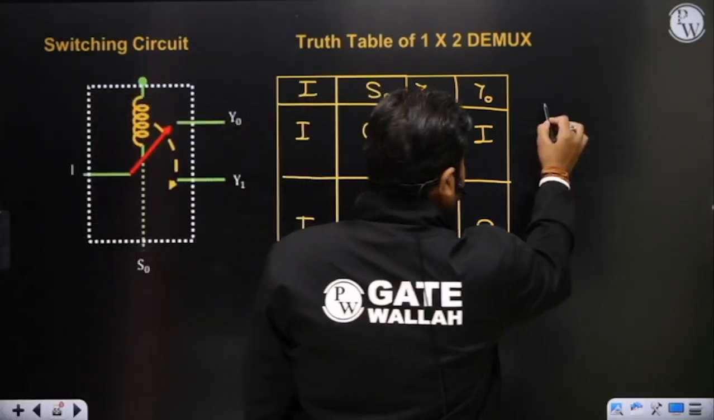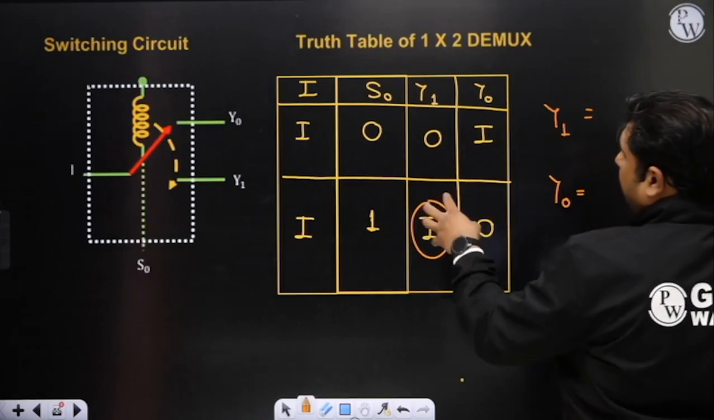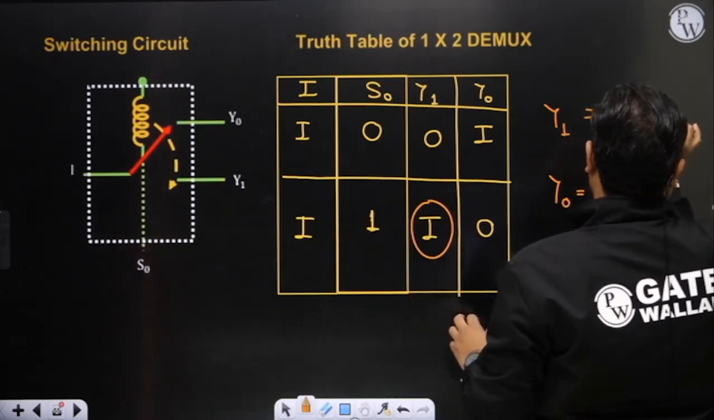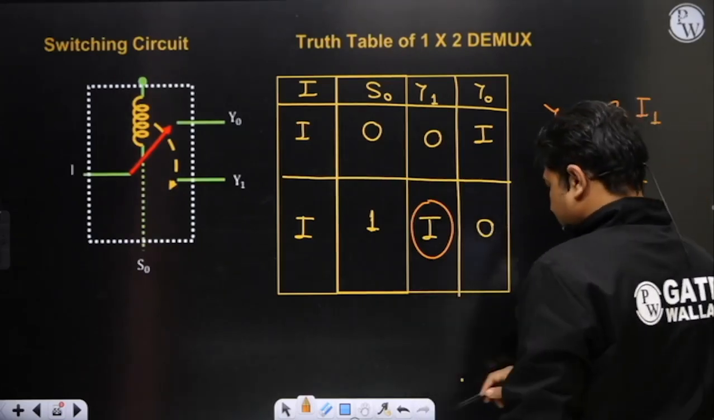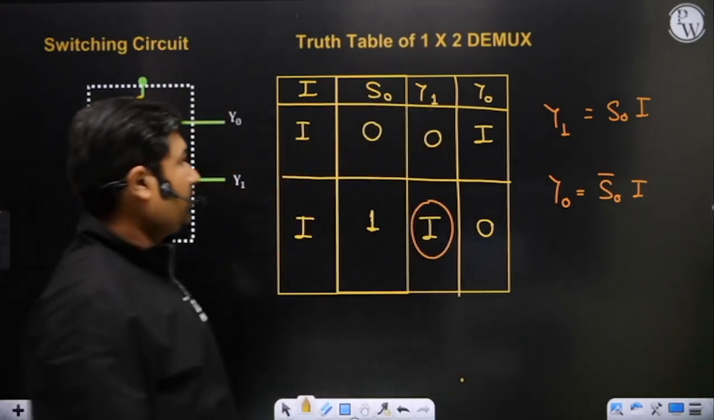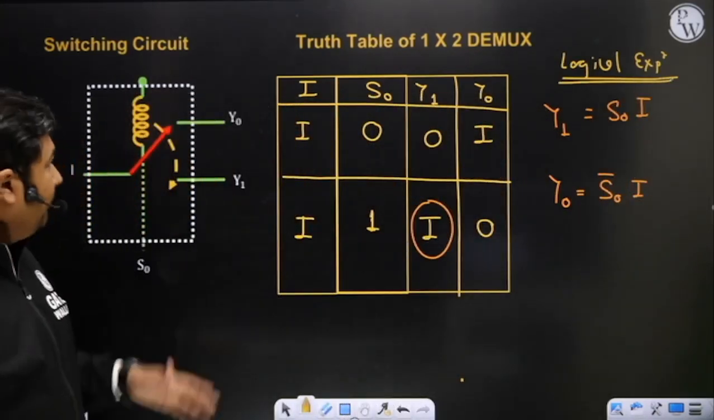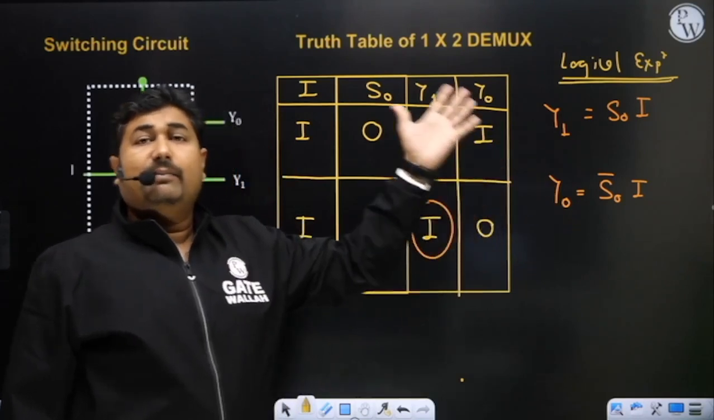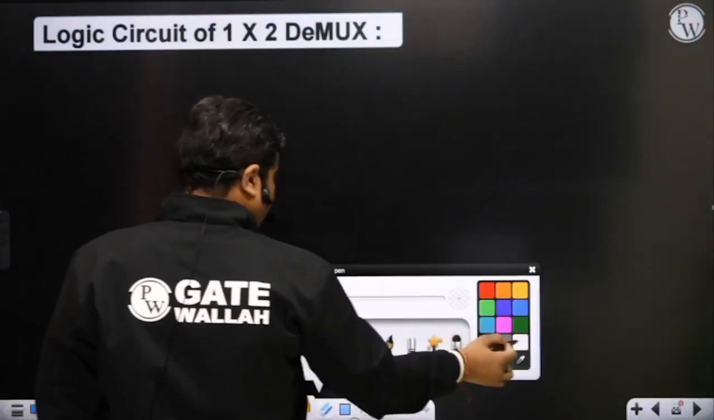Next is to write the logical expression. We have two outputs, Y0 and Y1. For Y1 we are getting S0 into I, and for Y0 we are getting S0 bar into I. So now we have the logical expression of the output. From the switching circuit we understand the input-output relationship, accordingly we construct the truth table, and from the truth table I write the minimized logical expression for the output. Next is circuit implementation. How to implement the circuit? We need two AND gates.